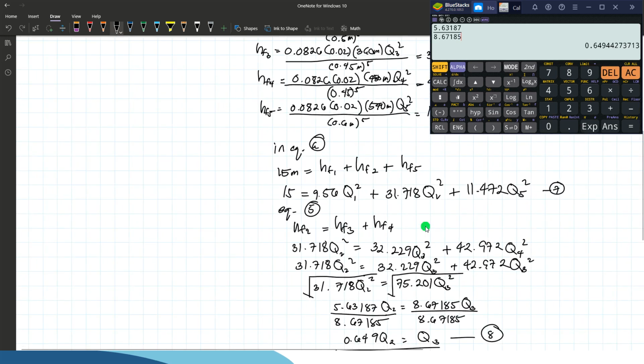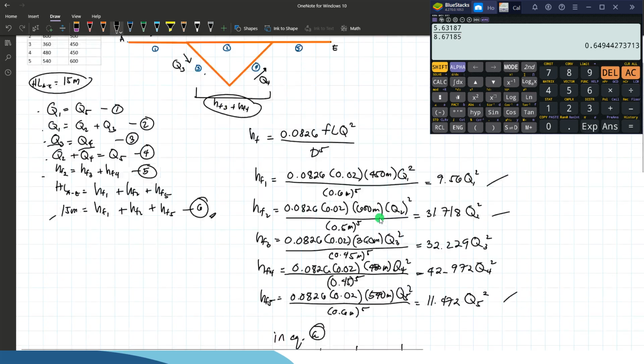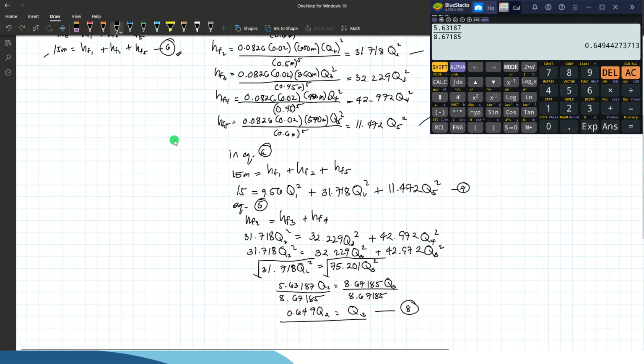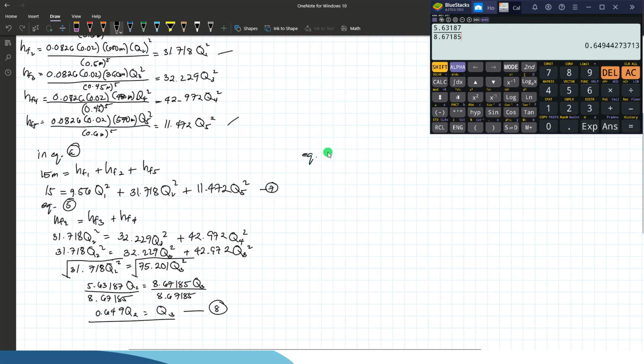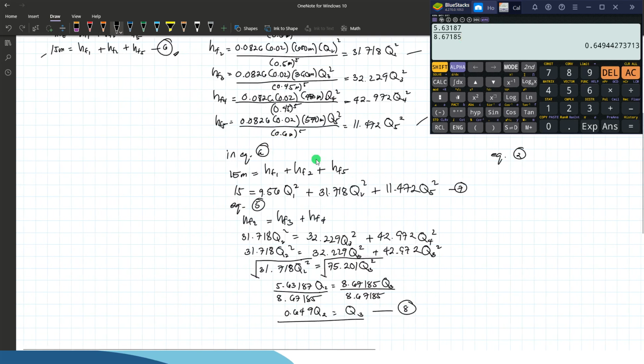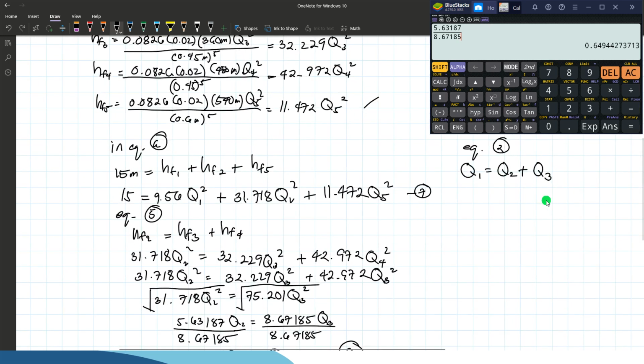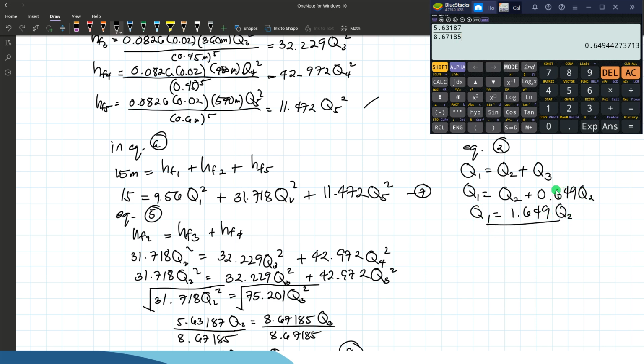Next, we will base now from equation number 2, which is Q1 is equal to Q2 plus Q3. Since Q3 is equals to 0.649 Q2, Q1 is equals to Q2 plus 0.649 Q2. Q1 is equals to 1.649 Q2. Okay, we have another equation, equation number 9.